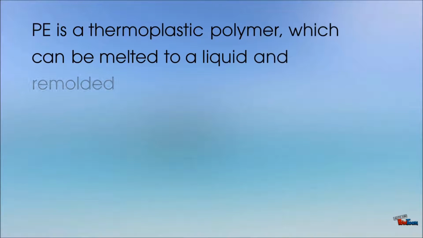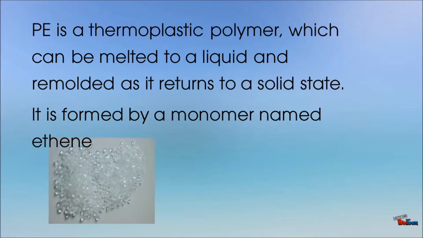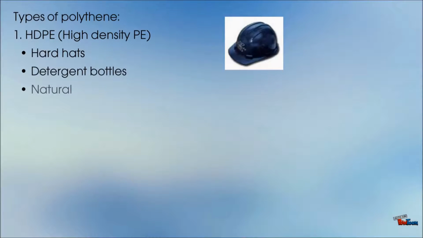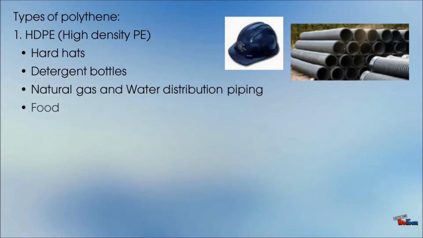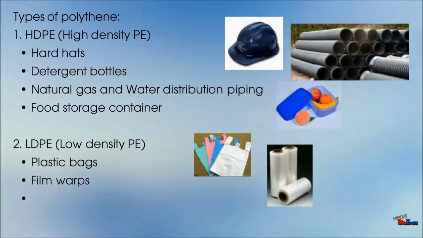Polythene can be melted to a liquid and remolded as it returns to a solid state. It is formed by a monomer named ethene. There are different types of polythene, namely HDPE, which is high-density polythene, and LDPE, which is low-density polythene.